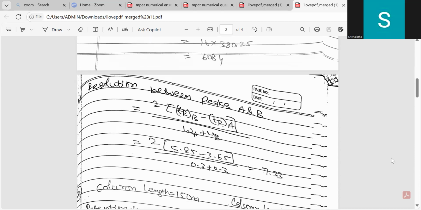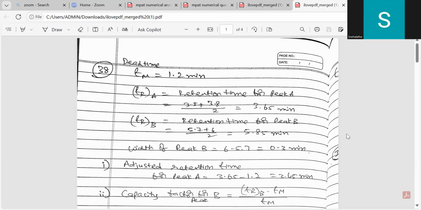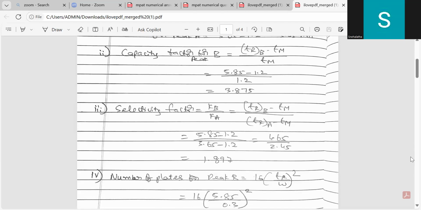Next, resolution between peaks A and B. This is the formula, so substitute the values in this formula and you will get the resolution between peaks A and B. Retention time for B minus retention time for A. Substitute these values here, width of the peak A and width of the peak B. Peak B width is 0.3. In the same way, peak A width is also 0.3 because the peak is starting at 3.5 minutes and ending at 3.8 minutes. So 3.8 minus 3.5, that is 0.3 minutes, is the peak width for peak A.